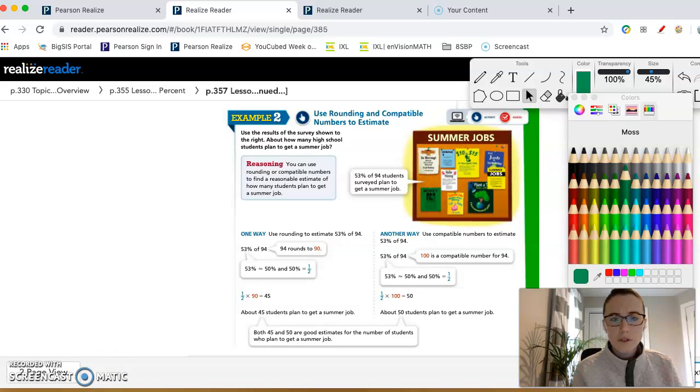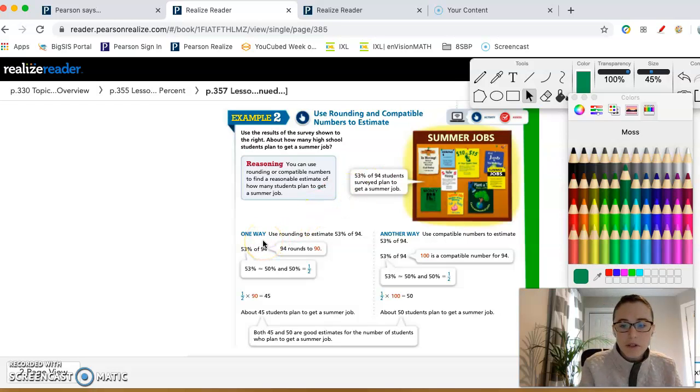For example number 2, we're looking at using rounding and compatible numbers to make estimates. In this problem, we're looking at the results of a survey about summer jobs. Students were surveyed about whether they're going to have a summer job, and this says that 53% of 94 students surveyed plan to get a summer job. So how can we make an estimate of what number of students 53% of 94 students would be? We're not looking to come up with an exact answer, we're looking to come up with an estimate.